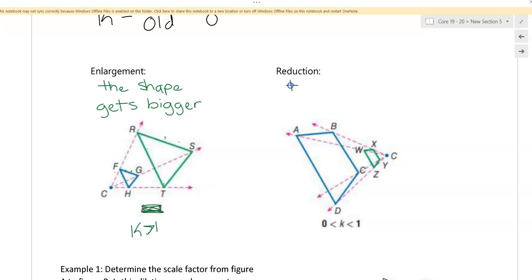In a reduction, the shape gets smaller. So 0 is less than K is less than 1. Okay, so our scale factor is never negative. That's all this means. But it's less than 1. So it's half, a third, 4/5, anything that's less than 1. And again, half would mean it's half the shape. So again, here we're starting at this blue image, and we're going to this green image. So the picture shrank. So it's a reduction.